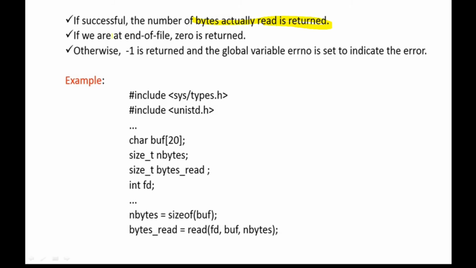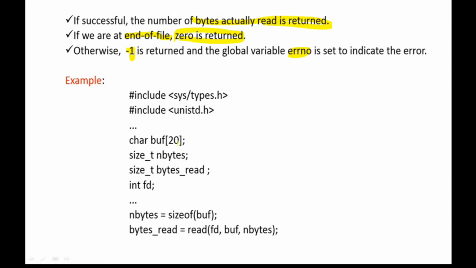On success, the number of bytes actually read will be returned. If we are at the end of the file and we are trying to read, then it is going to return 0, because 0 bytes have been read there. Otherwise, if it is unsuccessful, then -1 will be returned, and the global variable errno is set to indicate the error. We will see one example here.